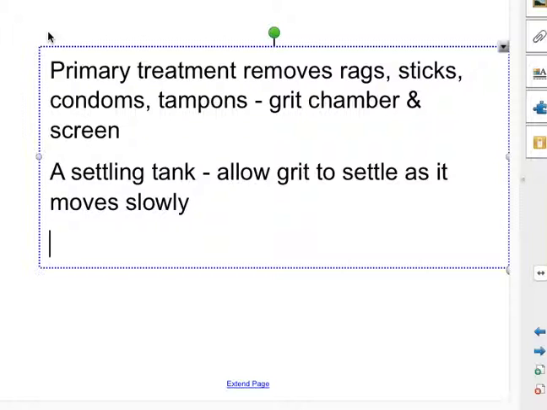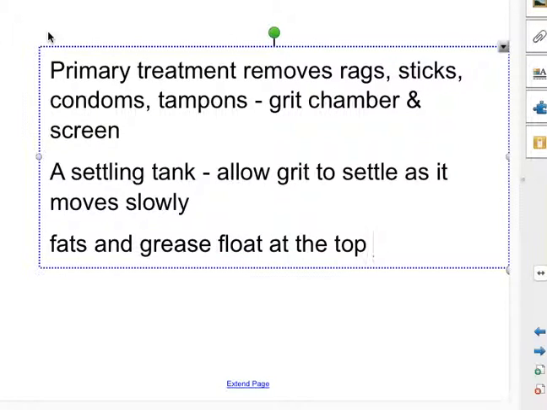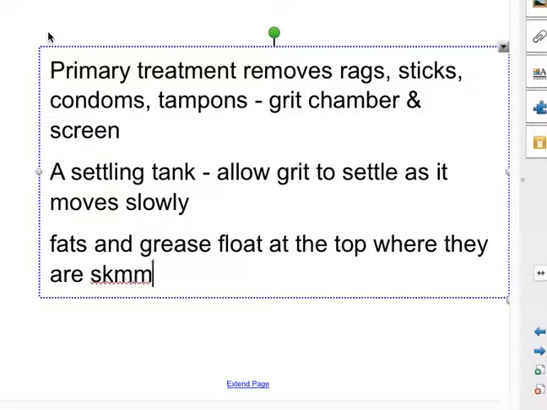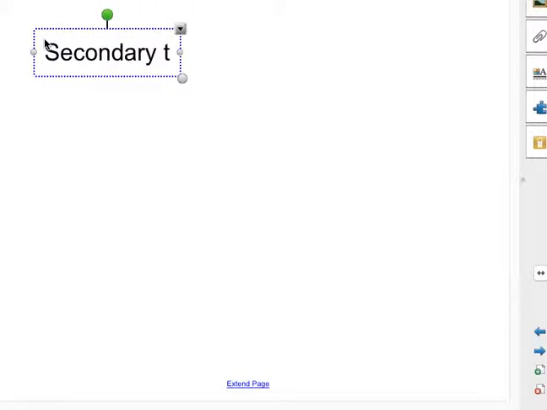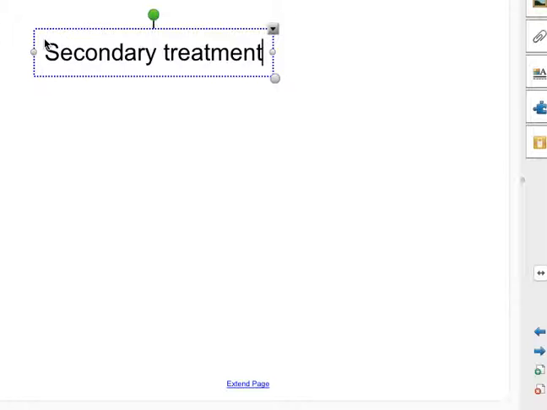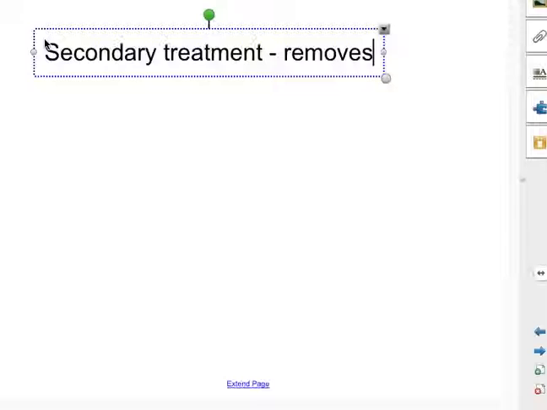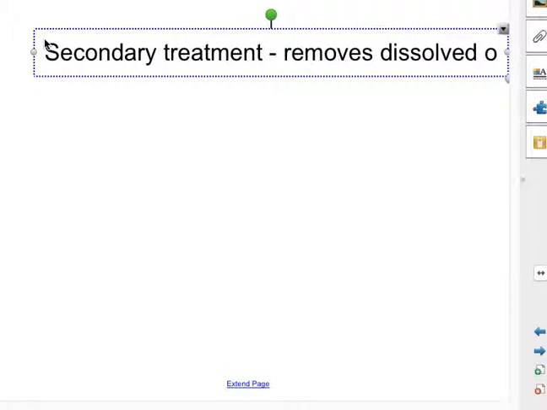Okay. And then fats and grease float at the top, and they are skimmed off. All right. Let's talk about secondary treatment and how it works. So secondary treatment, remember, is designed to remove dissolved organic material.